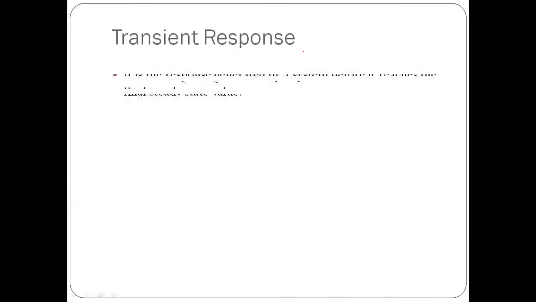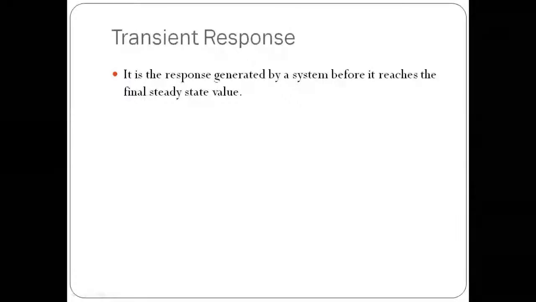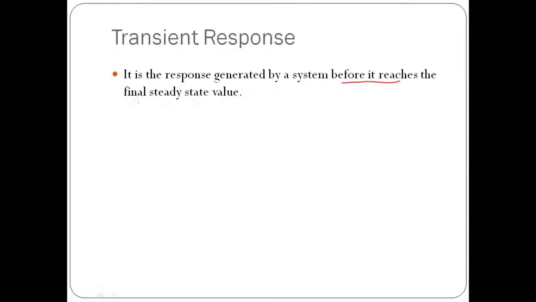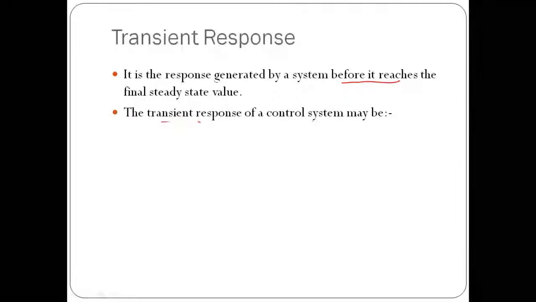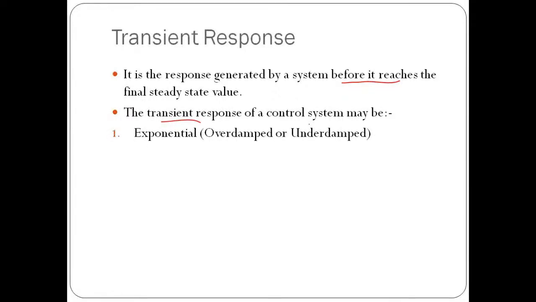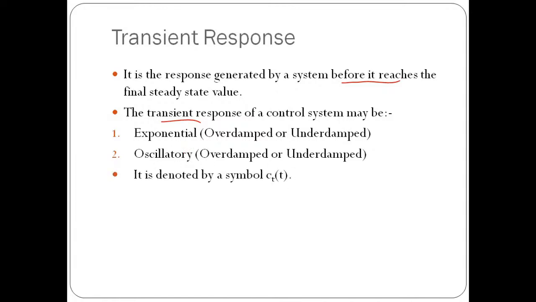So transient response means what? It is the response generated by the system before it reaches its final steady state value. That is important. The transient response of a control system may be exponential, or we can say overdamped or underdamped, or it may be oscillatory, again overdamped or underdamped.